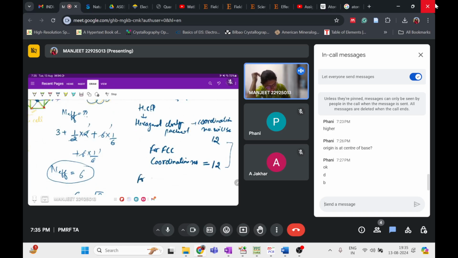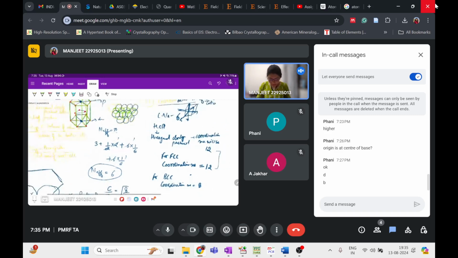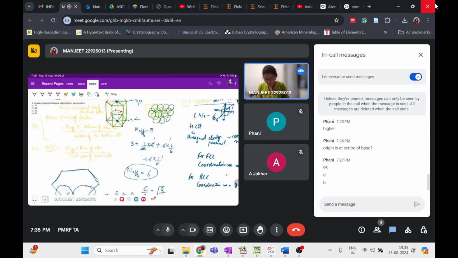And for the BCC, the body centered, if I consider the central atom, the atom closest to the body center, as we checked in the last class, will be the corner ones. So the coordination number for BCC will be 8, because the center atom is nearest to all the corner atoms present there. Okay, so this is all about the coordination number and the packing fraction.